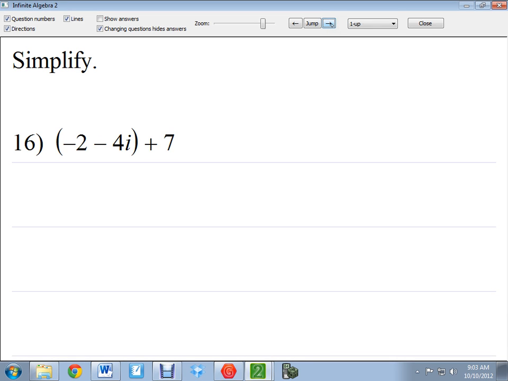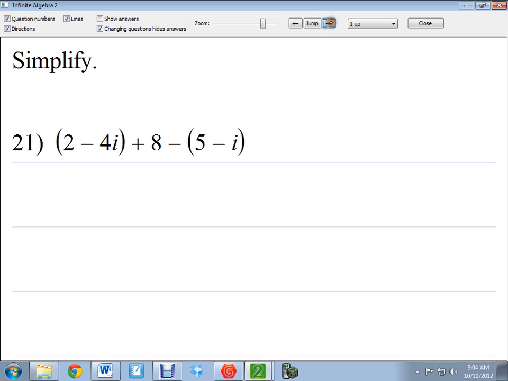Now, operations with complex numbers are not really all that complex. It's treated just like this had said negative 2 minus 4x plus 7. All you do is simply combine your like terms. Negative 2, positive 7 combines to 5. Negative 4i doesn't have a like term, it can't combine. These ones are really simple.